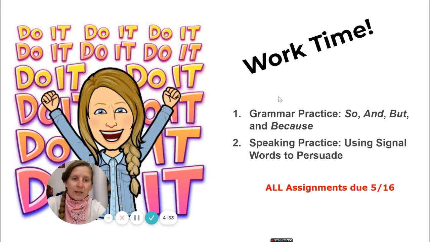All right, ladies and gentlemen, so far this week, we have practiced and taken notes on these 2 items, so you can complete those in Pearson North Star.